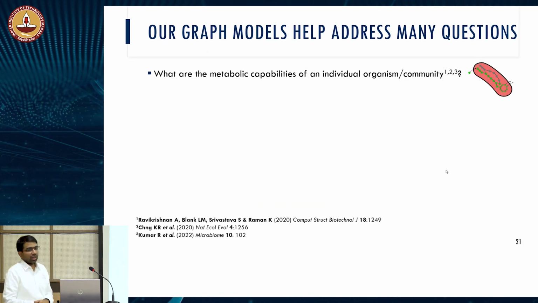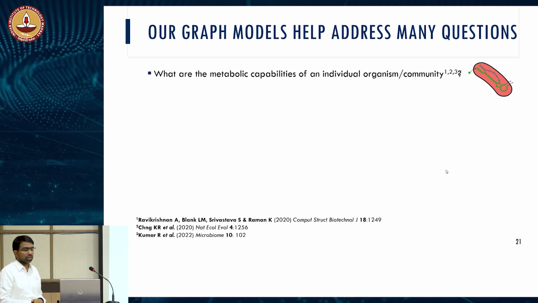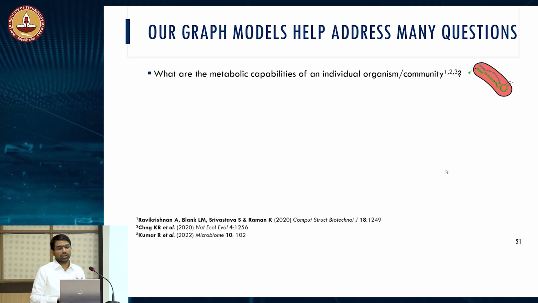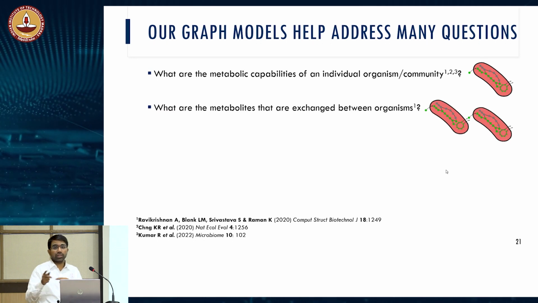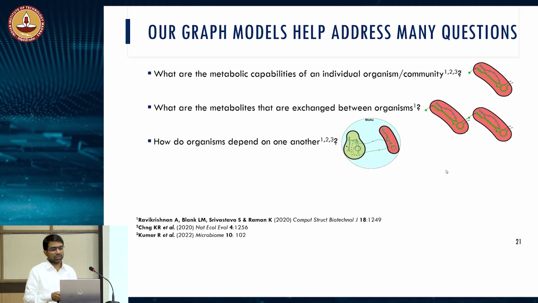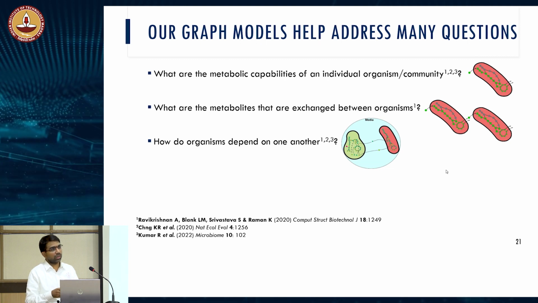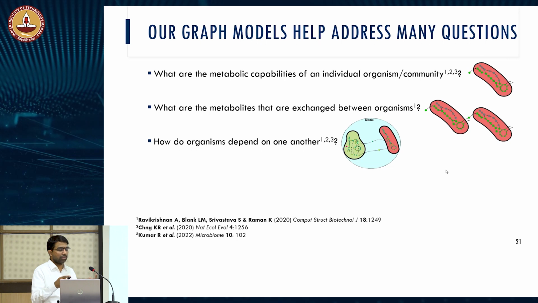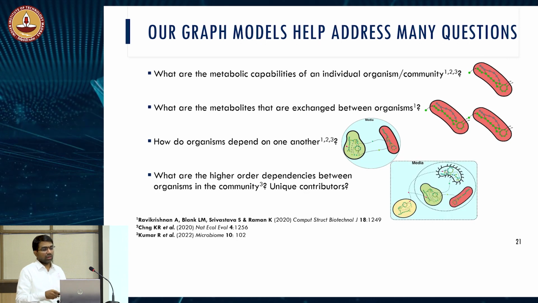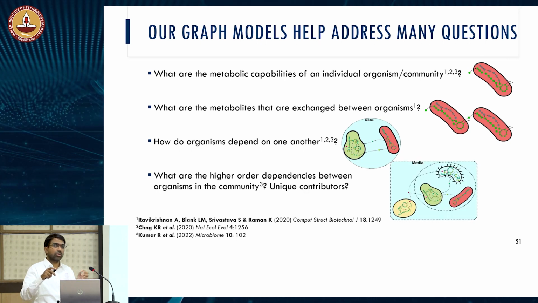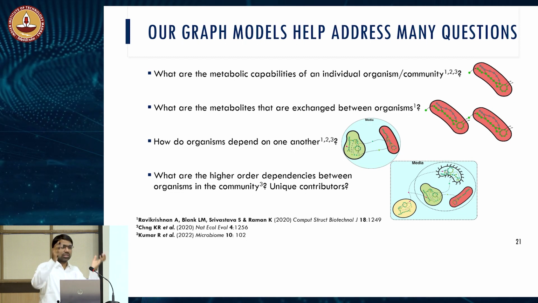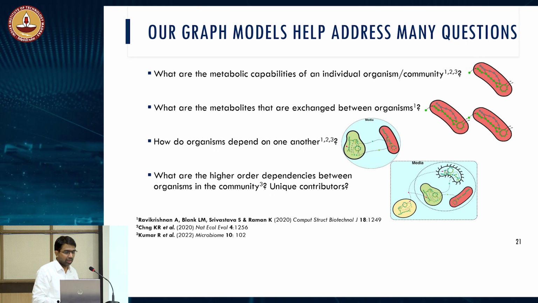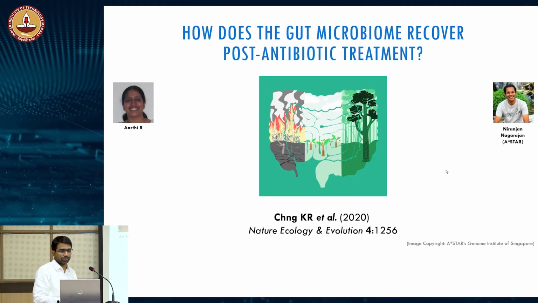So we are able to answer many questions. For instance, what are the metabolic capabilities of an individual organism or a community of organisms? What kind of metabolites are exchanged between these organisms? How do organisms depend on one another? Are they parasitic? Are they commensal? Are they mutualistically benefiting, and so on? And are there higher order dependencies? So how are these communities organized and things like that? And this has many implications for health and disease and so on.